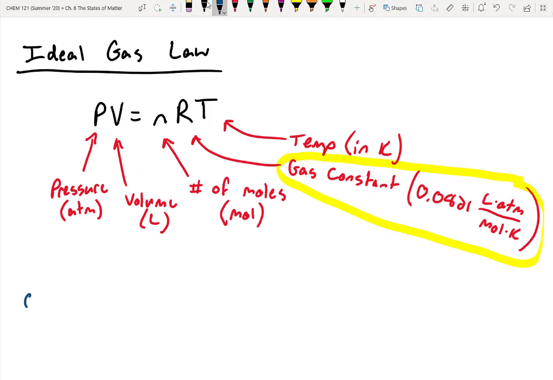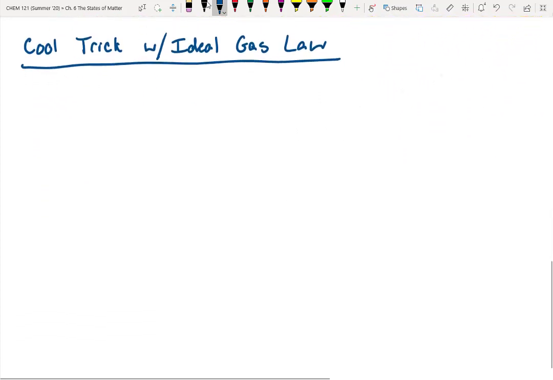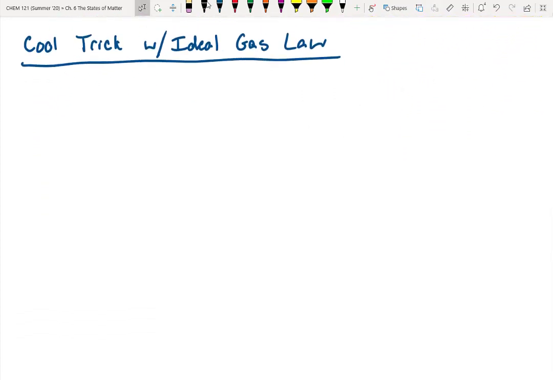So let's do a cool trick with the ideal gas law. Obviously, you can do simple algebra, and if you're given 3 of the 4 different variables, you could solve for the 4th variable. But I'll show you a trick that goes even further than that. All right, so let's think about this n value. So n equals the number of moles of gas.